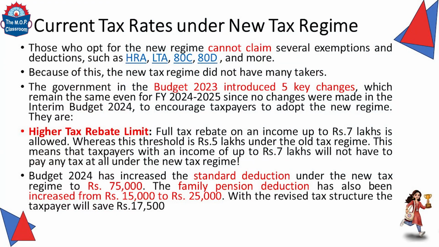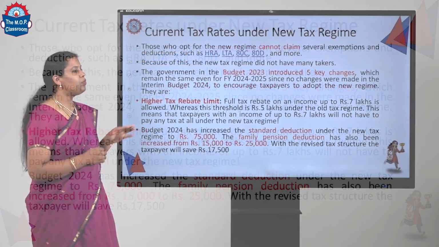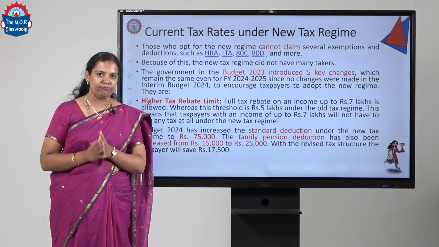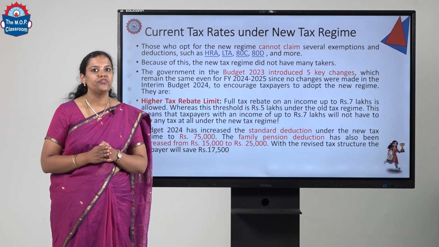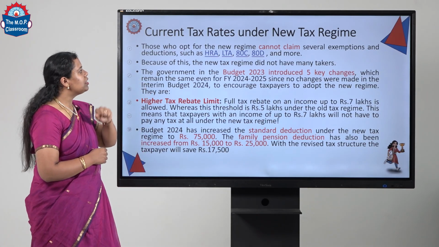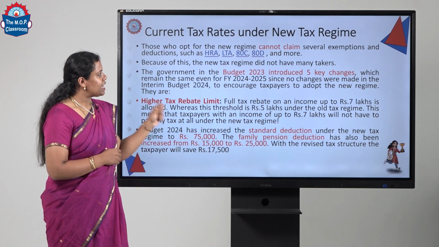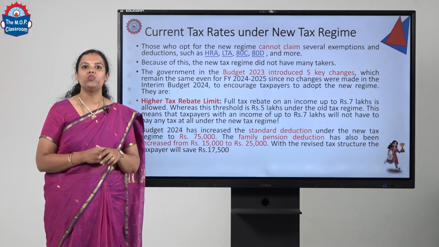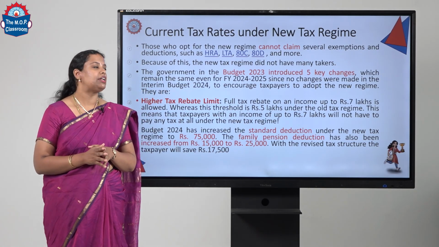So the current tax rates under the new tax regime, where we see what deductions are available or not available here. Basically, whatever we have claimed in terms of insurance, NPS, and PPF are not available under the new tax regime. Several exemptions and deductions cannot be claimed, such as HRA, LTA, 80C and 80D, which are most commonly claimed by all the salaried individuals here.